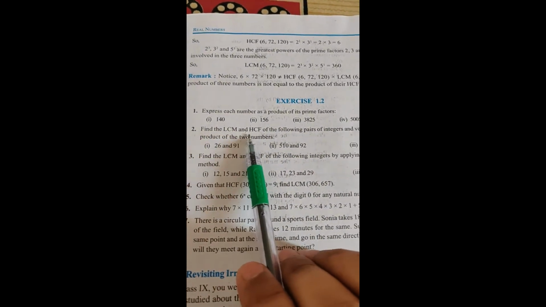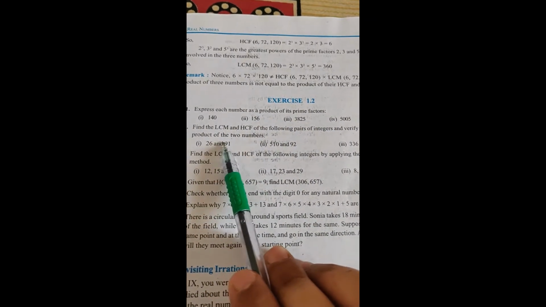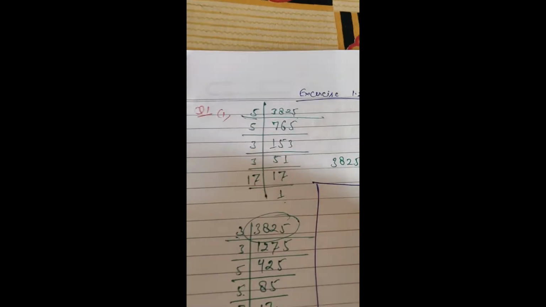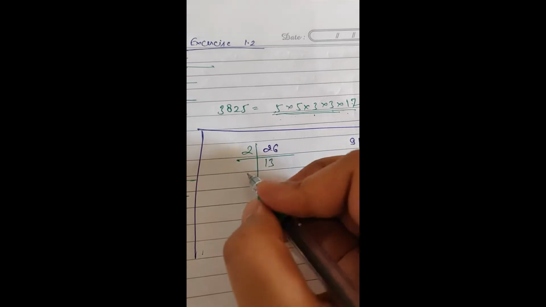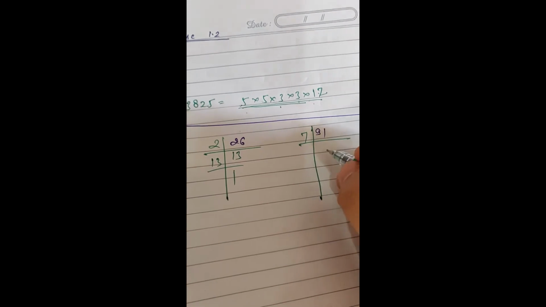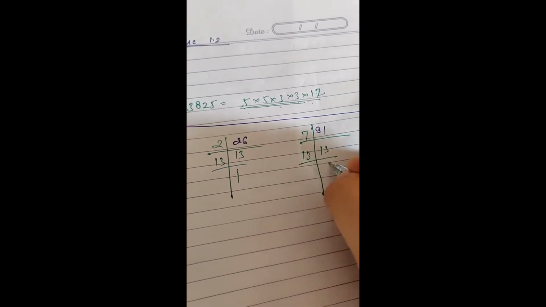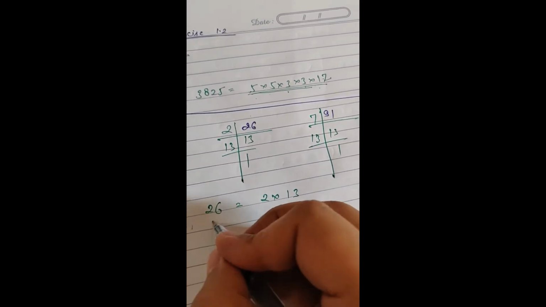Question number 2 says find the LCM and HCF of the following pairs of integers and verify that LCM times HCF is the product of the two numbers. So we are taking the first example, 26 and 91. What we will do is factorize them. 26 is 2 into 13, and 91 is 7 into 13.